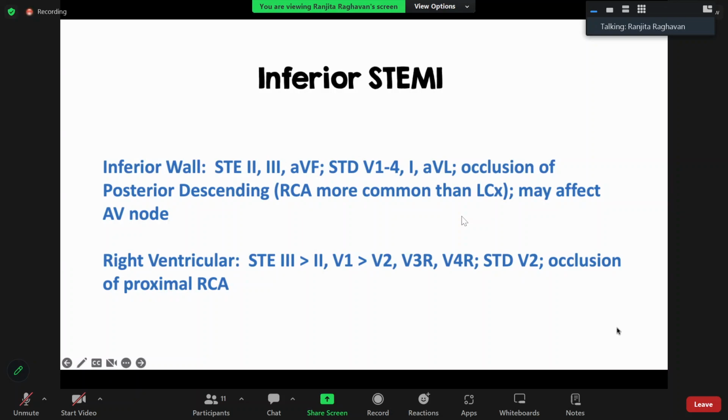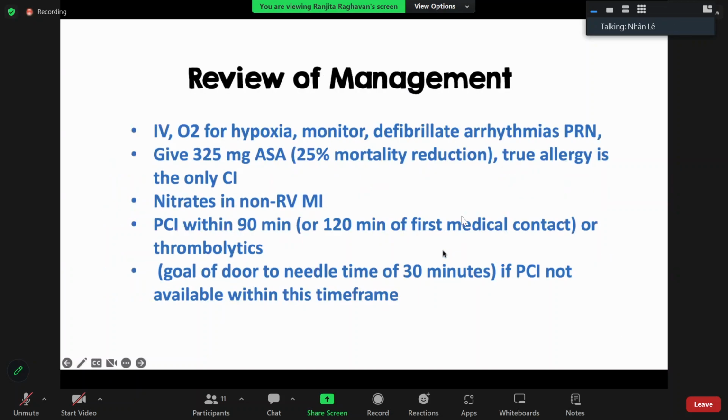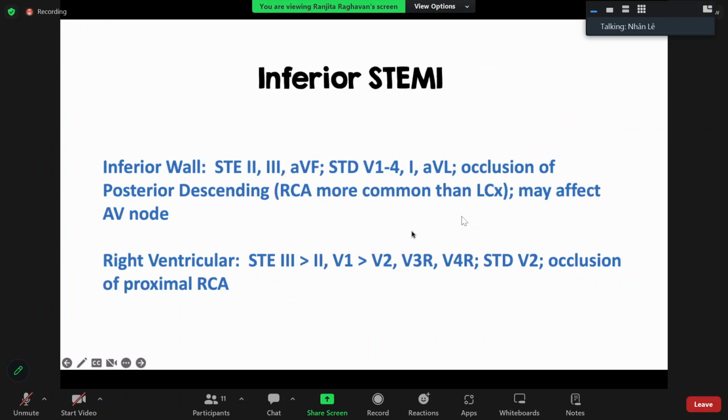Well, I guess I already showed it anyways. So yeah. I'm sorry. Are you asking about the treatment of the inferior MI? The internet in my place is very weak, so I cannot hear properly. Oh yeah, sorry. Yes, that's what I'm asking about.